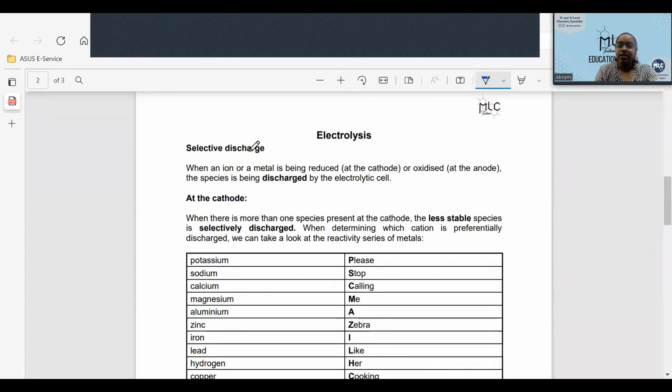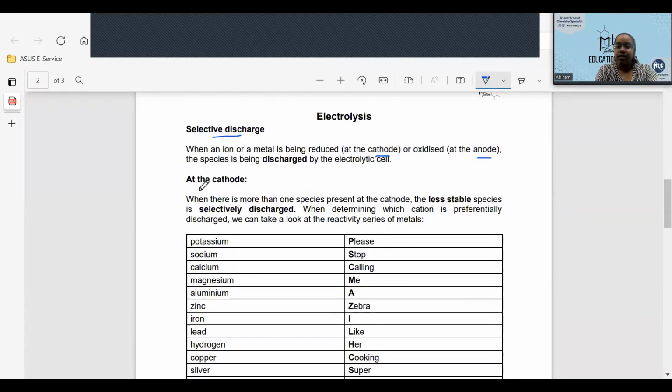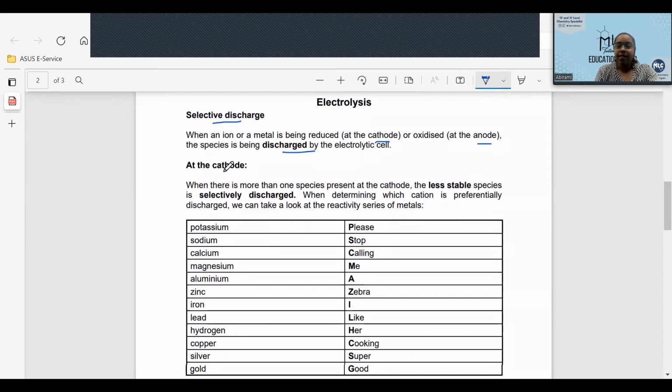Okay, today under electrolysis, I'll be going through selective discharge. When an ion or metal is being reduced at the cathode or oxidized at the anode, the species is being discharged by the electrolytic cell. What happens at the cathode? When there's more than one species present at the cathode, the less stable species is selectively discharged.